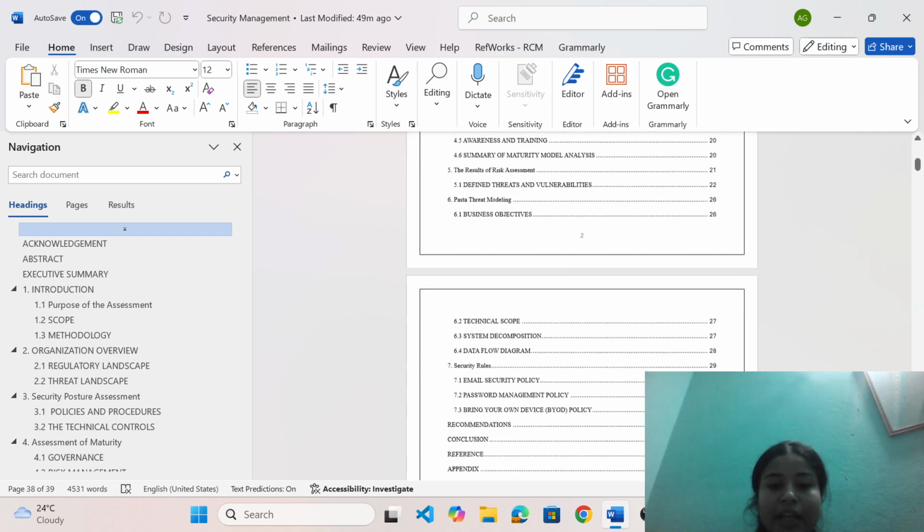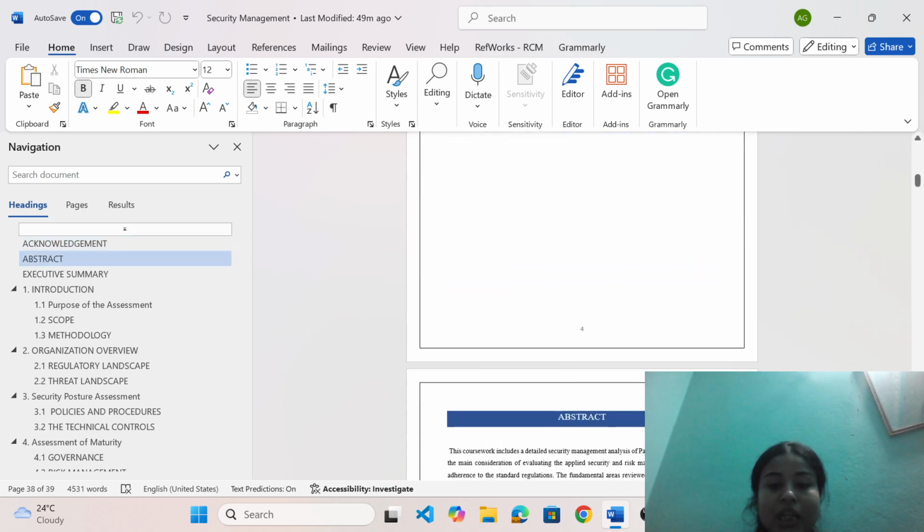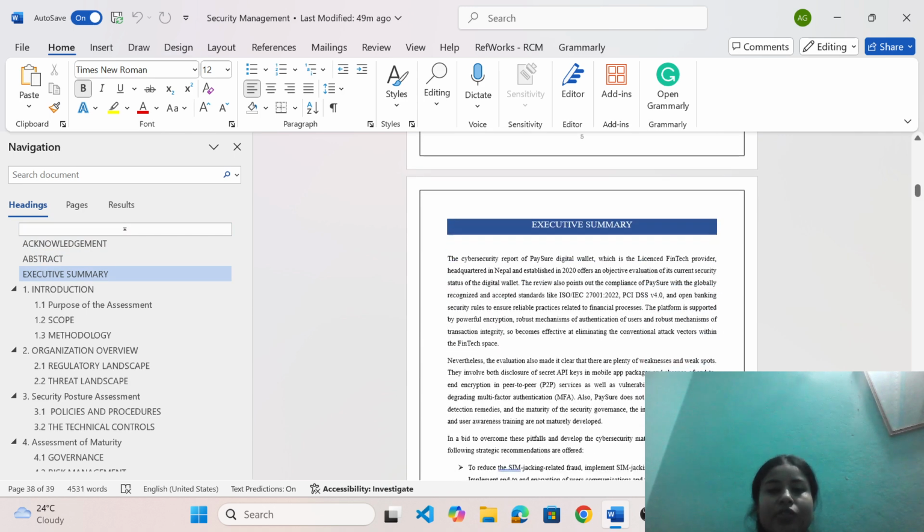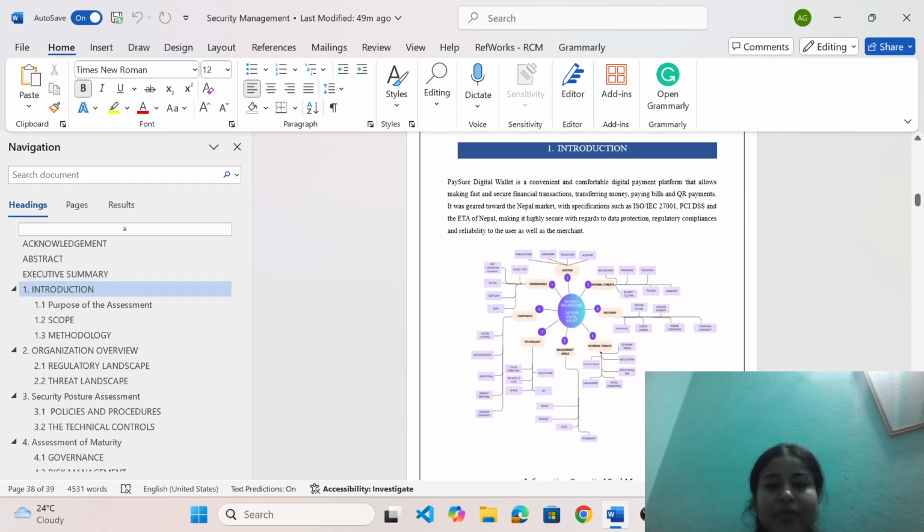So first of all, I would like to introduce what the PAYSURE digital wallet is. In this 21st century, it is the era of modern technology. PAYSURE digital wallet is a convenient and comfortable digital payment platform that allows making fast and secure financial transactions, transferring money, paying bills, and QR payment. It is one of the digital wallet transaction organizations, like a company.